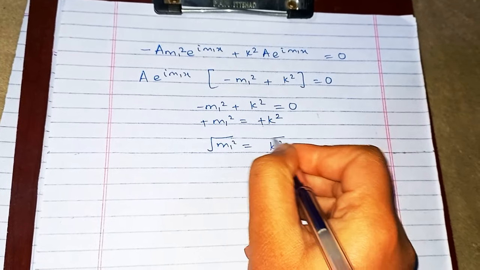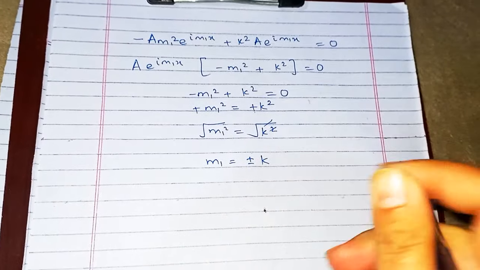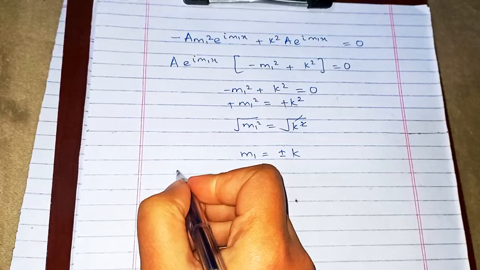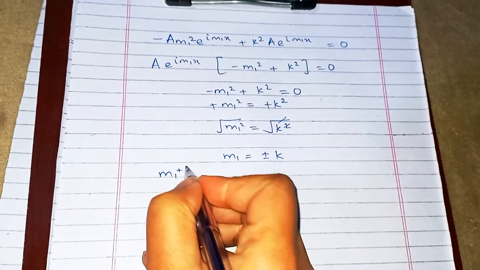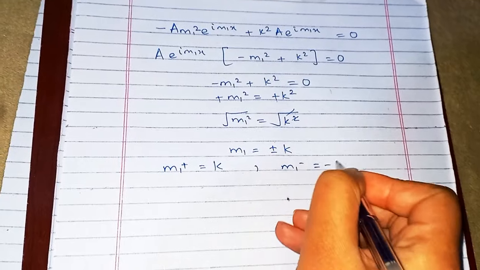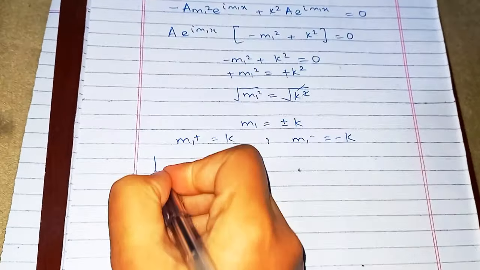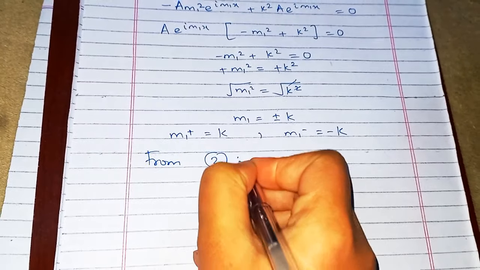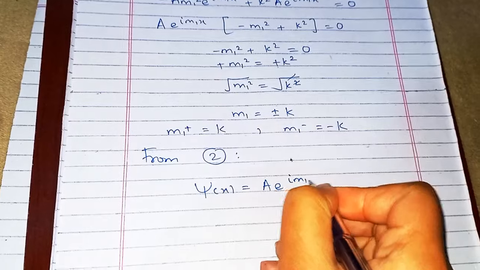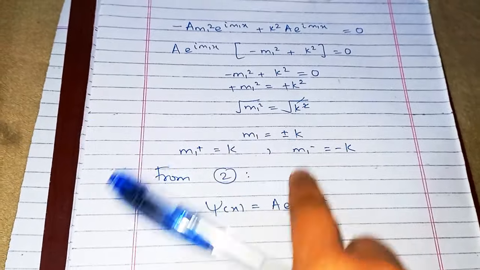Taking the square root on both sides, we get m1 equals plus minus k. The k square and the square root cancel, so we have m1 equals plus minus k. So we have got two values for m1. One is positive, which is k, and the other is negative, which is minus k. From 2, we had psi of x equals a e to the power iota m1x. And we have got two values of m1, one positive and one negative.